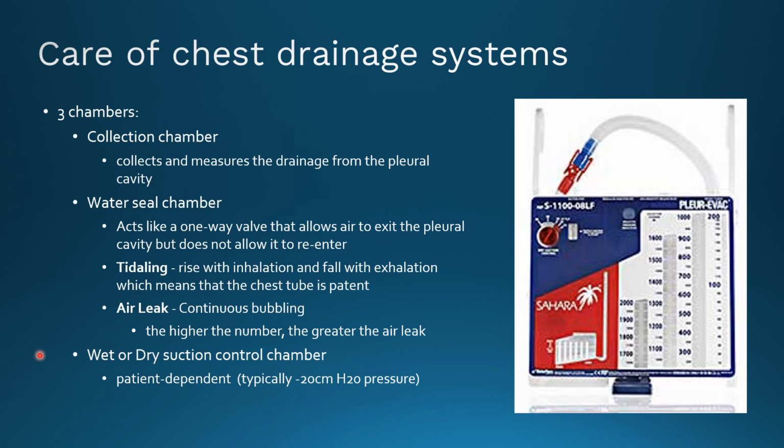So the chest tube drainage system. Norquest has ones that look like this, and your textbook does talk about ones that look like this as well. These ones have three different kinds of chambers. They have a collection chamber, a water seal chamber, and a wet or dry suction controlled chamber. The chest tube connects directly into the collection chamber. This is the white area, and it collects and measures the drainage from the pleural cavity.